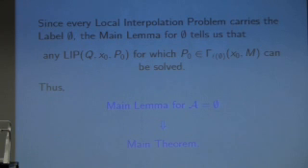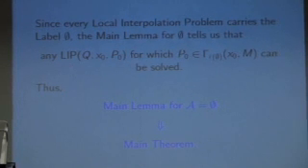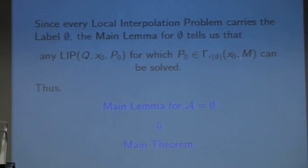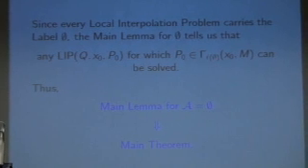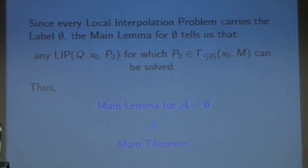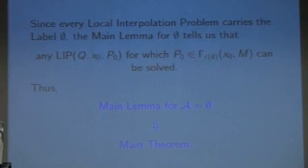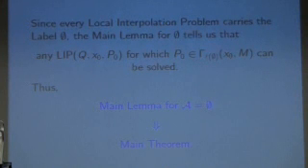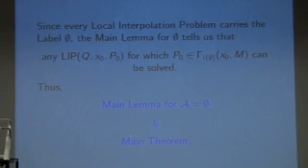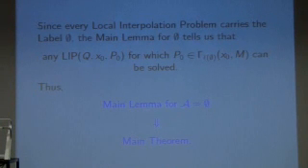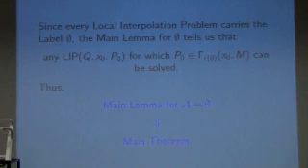Now, every local interpolation problem carries the label empty set, and therefore the main lemma for empty set says that for any local interpolation problem for which P0 is in the gamma, here I've put empty set for A, this can be solved. Aha, that's what we wanted to know. And so the main lemma for script A equals empty set implies the main theorem. So we really only need to know the main lemma for the empty set, but that's the hardest case, and we're going to proceed by induction on the label A.